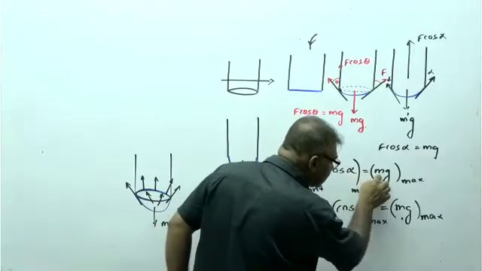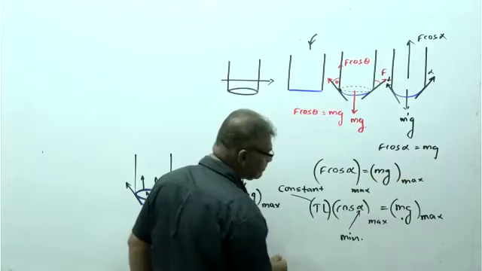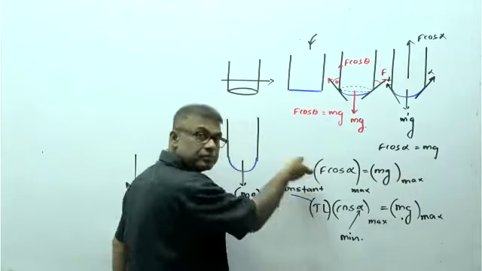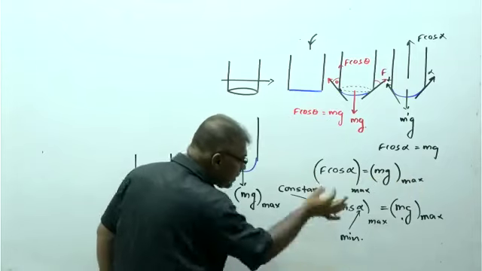F cos alpha equals mg. If mg is maximum, F cos alpha should be maximum. Put that TL is F. Previously we derived that equation.